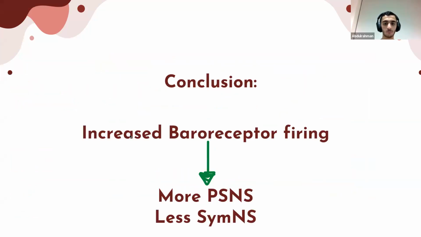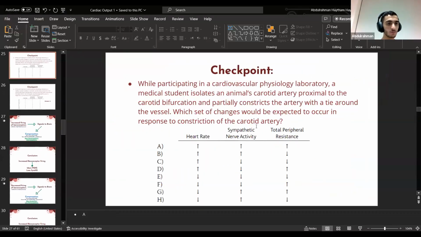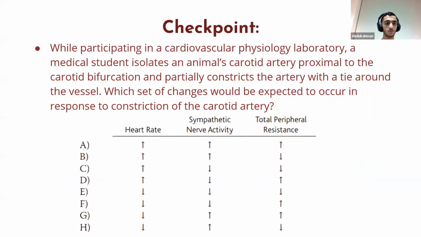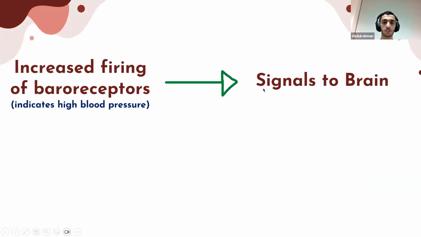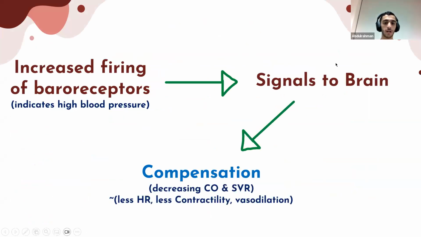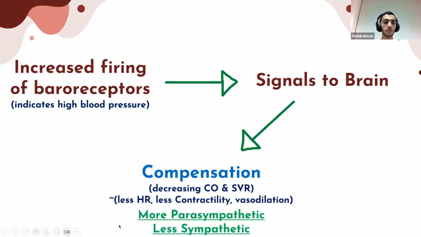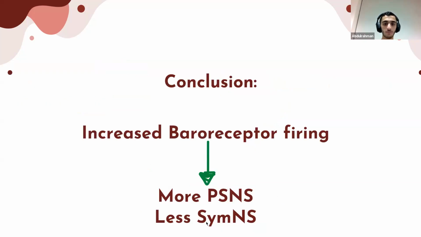All right. We went through this, right? Yes, because we care about the carotid and the aortic arch. Now, here is just one last part. Remember how we sent the signals to the brain? Now we understood the signal to the brain, what happens, and this is the compensation. So in other words, more firing, more blood pressure, more parasympathetic. This is your final takeaway. More blood pressure, more firing, more parasympathetic. Less firing, less blood pressure, less parasympathetic. So more baroreceptor firing, more parasympathetic.